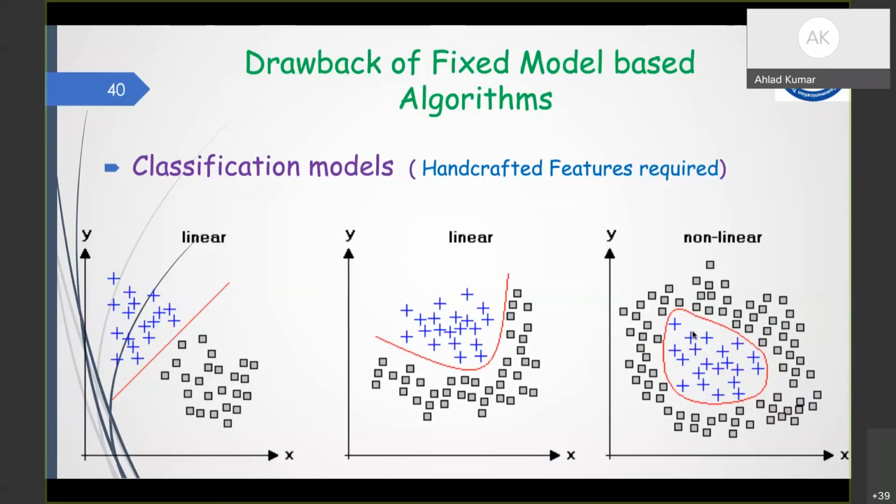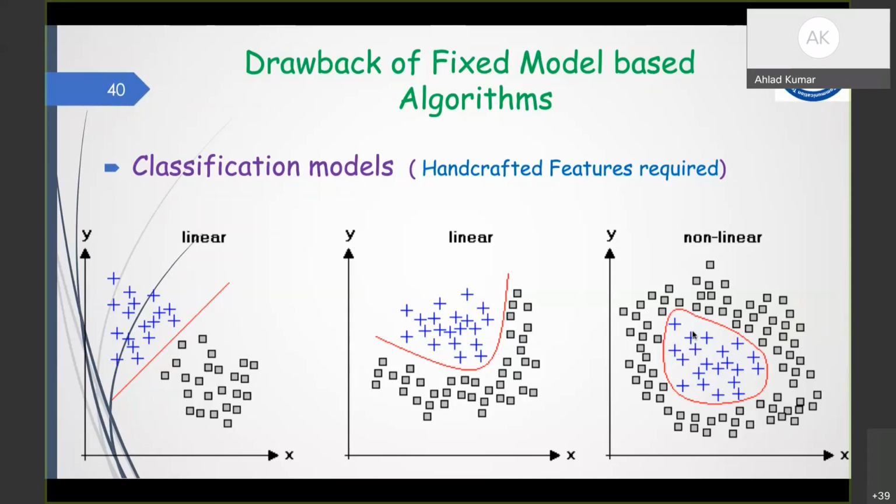So you can see by inspecting the data, you have to yourself handcraft some of the features, whether linear or non-linear, and based on that you will come up with the hypothesis function, which will discriminate between the two classes. So this is actually the drawback of the fixed model based algorithms which we are using in machine learning. Now the next topic that I will discuss is why we actually need neural networks.